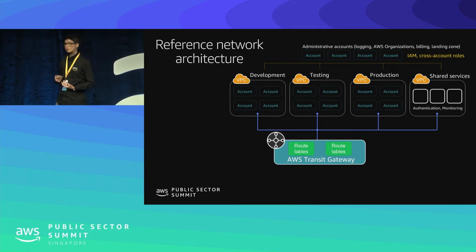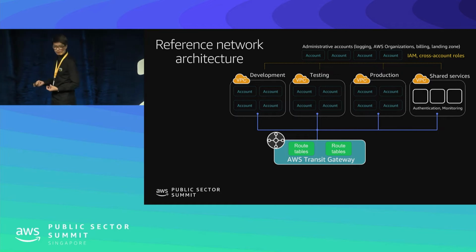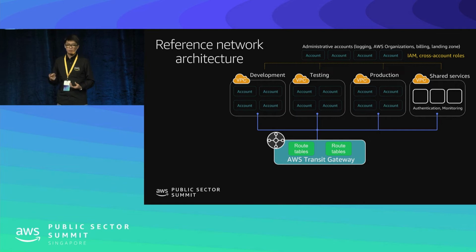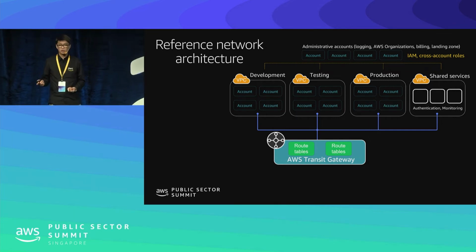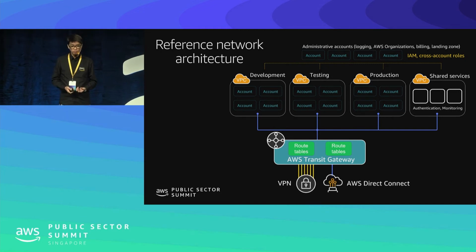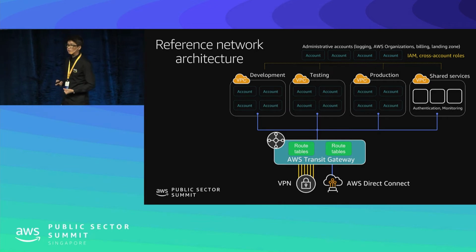And you can start to create multiple route tables such that I do not want my development to see my production. I only want my testing to see my production. I want all the rest of the VPCs to be able to see the shared services VPC. Then you have the hybrid connectivity back to on-prem using Direct Connect or VPN gateway.